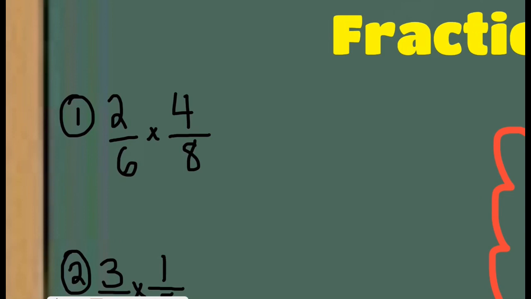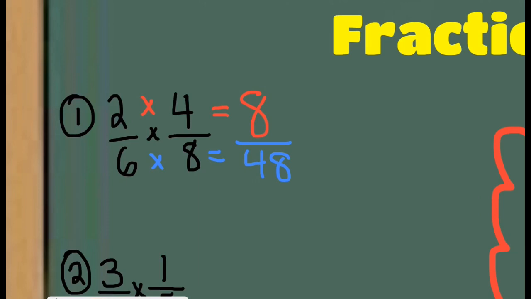Now you should know that when you multiply a fraction by a fraction, you're going to get a pretty small number. I'm going to start with my numerators, which is my 2 and my 4. 2 times 4 is 8. And then I look at my denominators. 6 times 8 is 48. And I have my answer. Now, it's not my final answer.